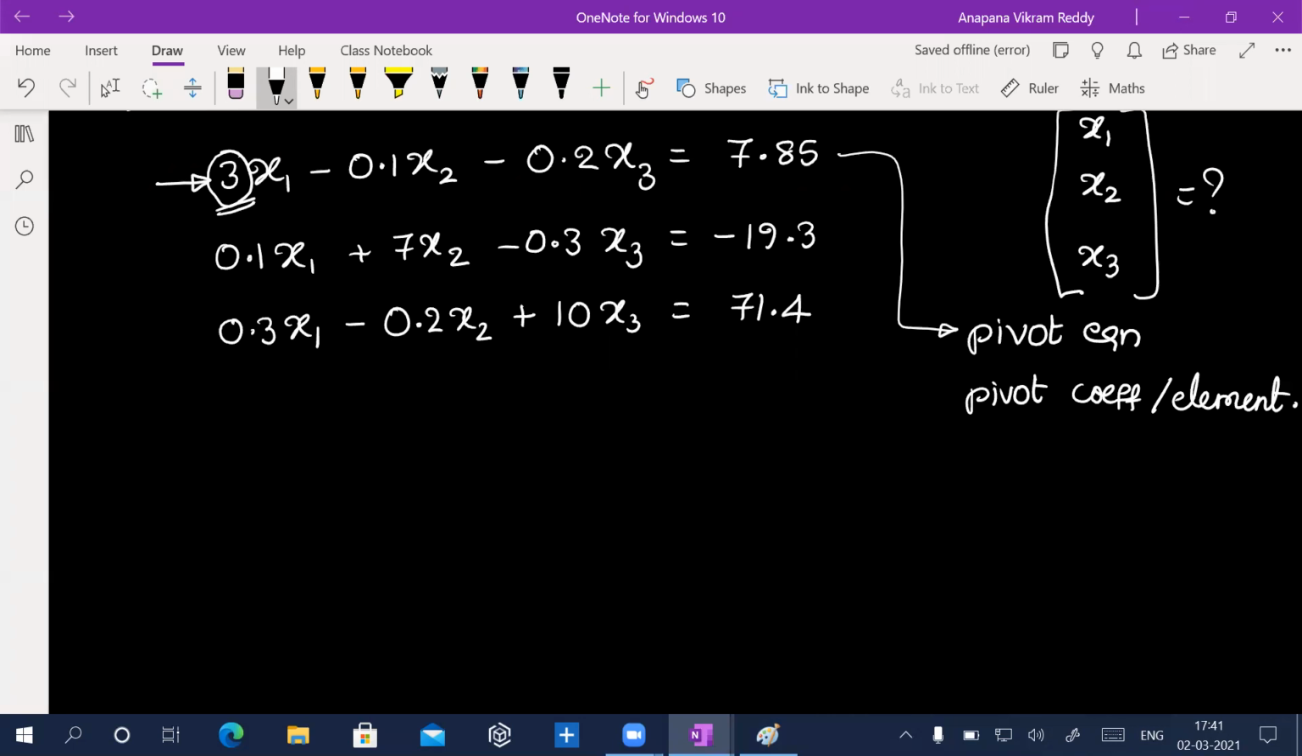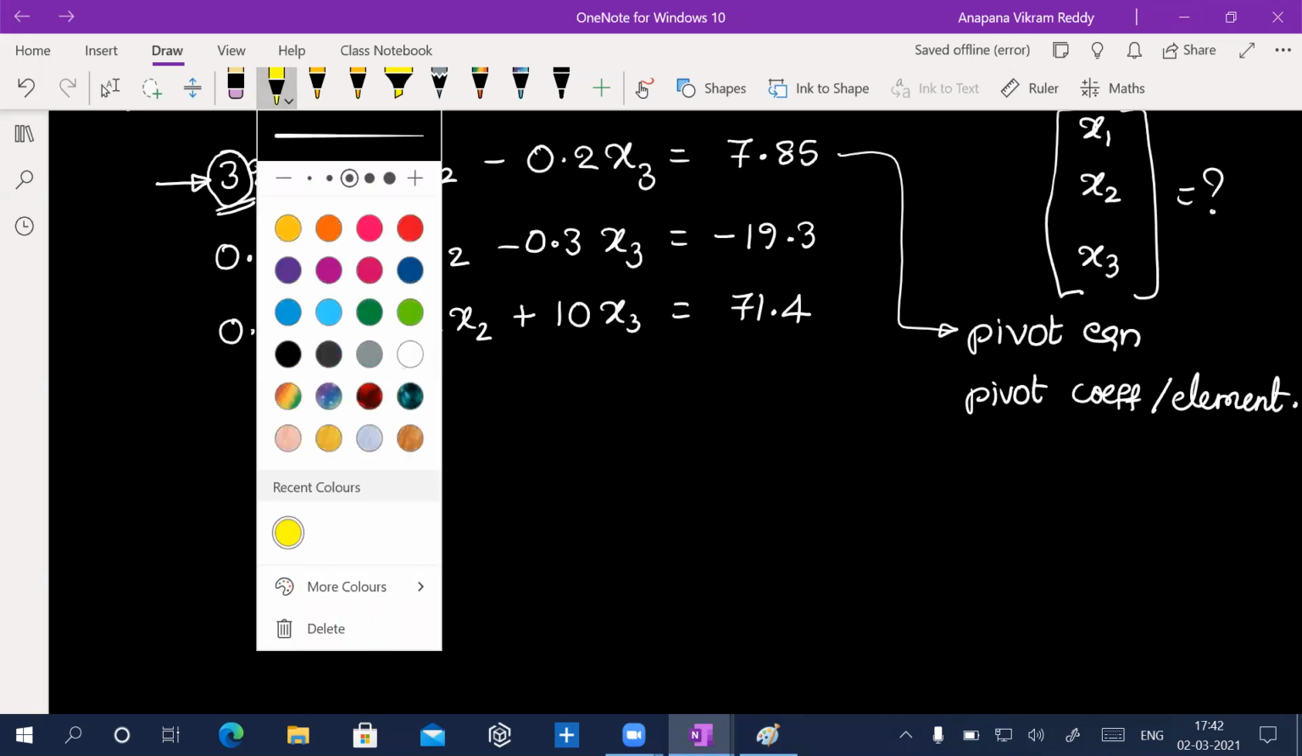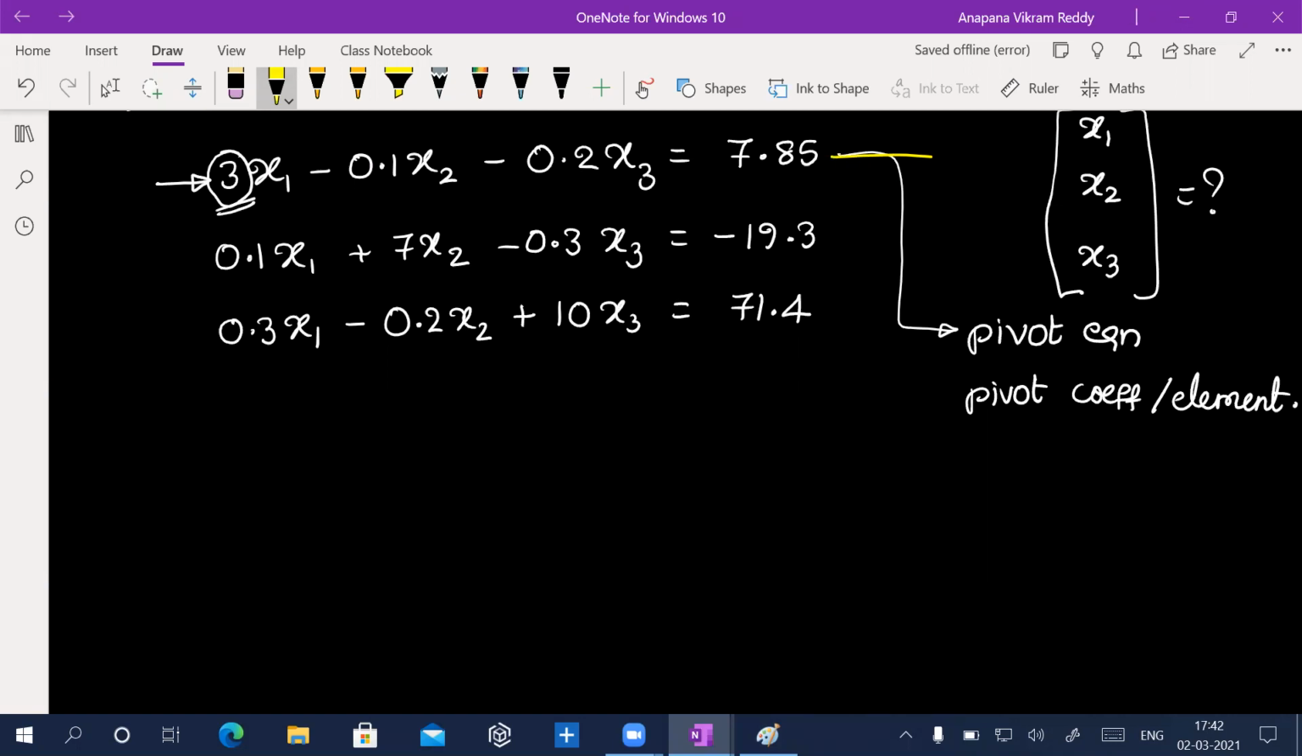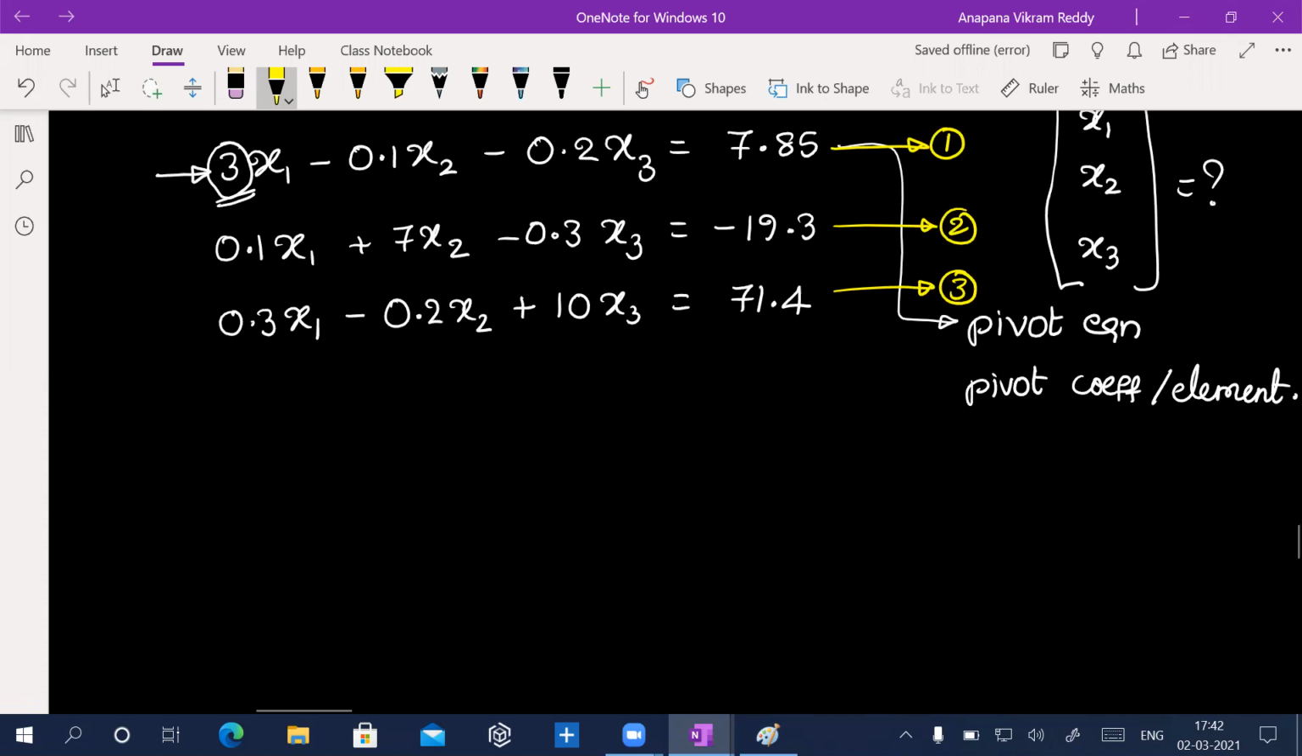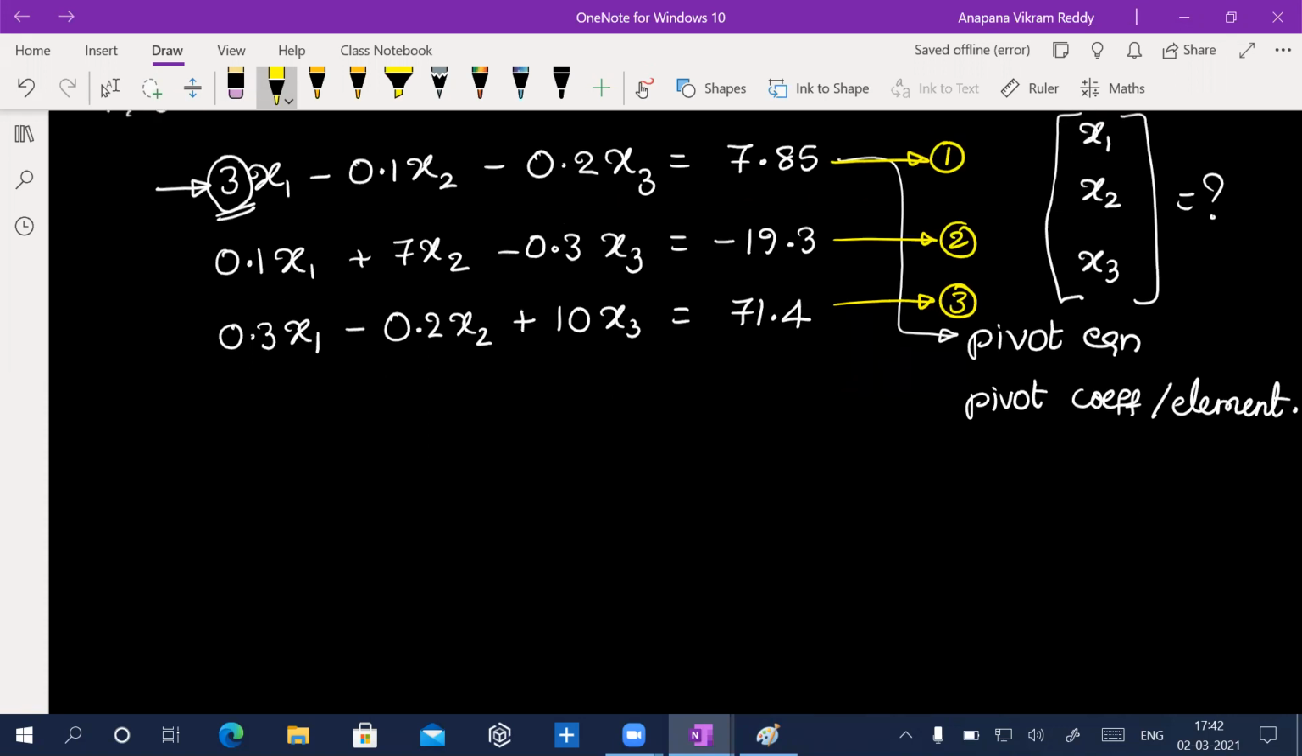That leads to drastic situations in the solving process. Now, as usual, let me designate this one as equation number 1. This is equation number 2. This is equation number 3. So now what do you do here? What is your step 1 now? We need to exercise forward elimination.